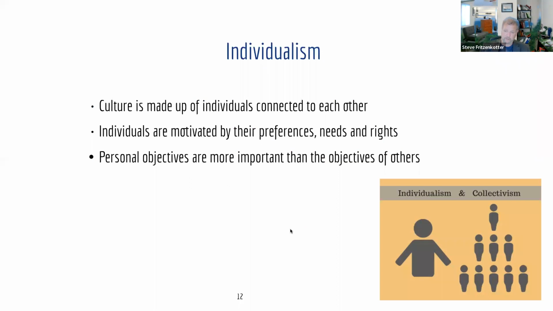So what's the difference between individualism and collectivism? In individualism, culture is a bunch of individuals that have their own interest at heart. The needs of the collective come second place. Individuals are motivated by their preferences, needs, and rights. Personal objectives are more important than those of others. So again, an example would be the US and most of Europe.